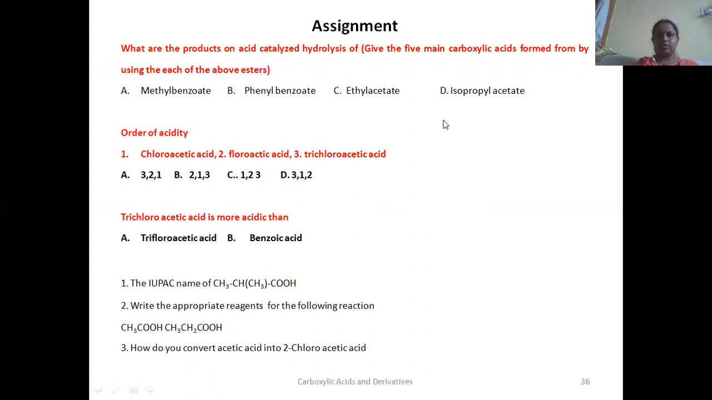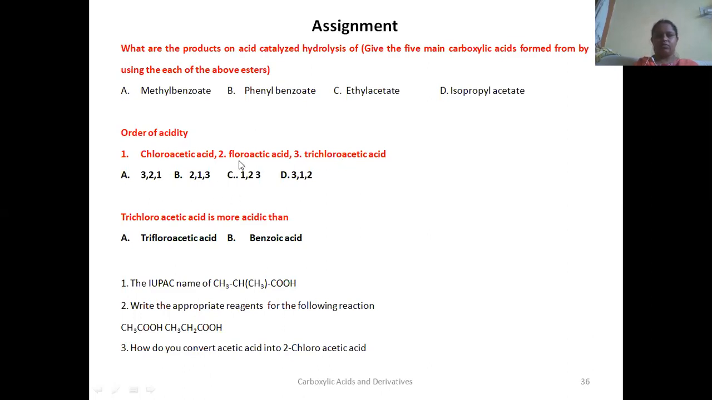Okay, let us go back to the questions again. So methyl benzoate I have shown you. For the other three you have to write in a similar manner. Now the next question is order of acidity: chloroacetic acid, fluoroacetic acid, trichloroacetic acid. This also we have discussed. You can go back to my lecture again if you have any doubt.